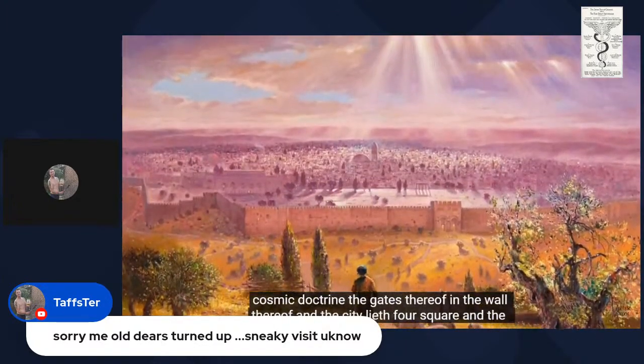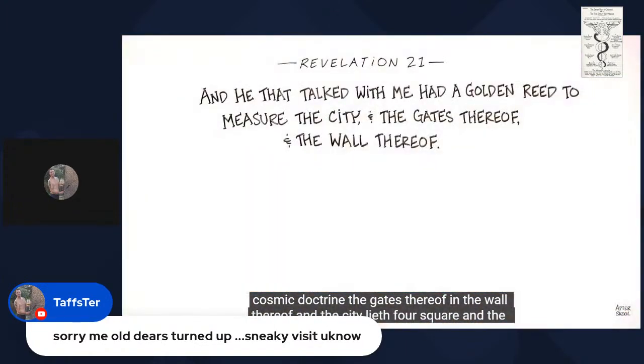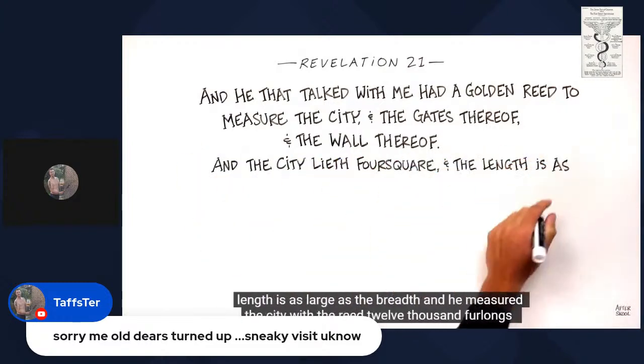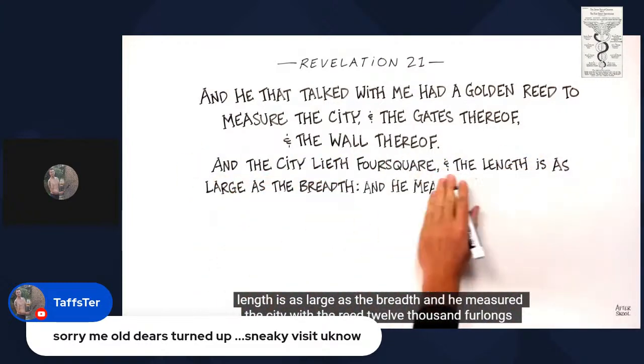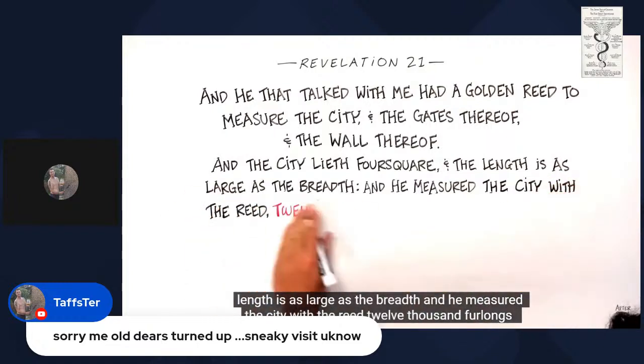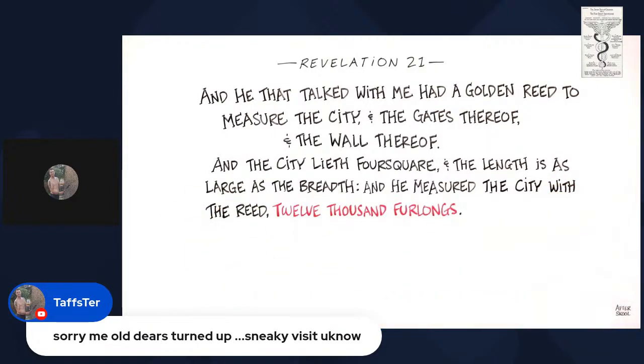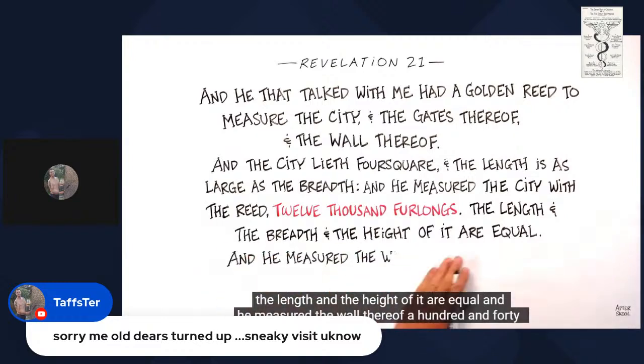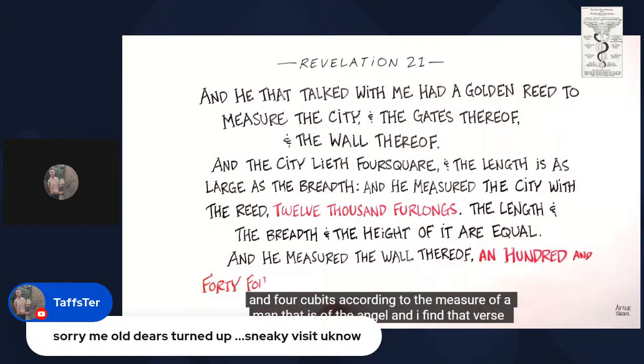The gates thereof and the wall thereof. And the city lieth 4 square, and the length is as large as the breadth. And he measured the city with the reed 12,000 furlongs. The length and the height of it are equal. And he measured the wall thereof 144 cubits, according to the measure of a man, that is, of the angel.